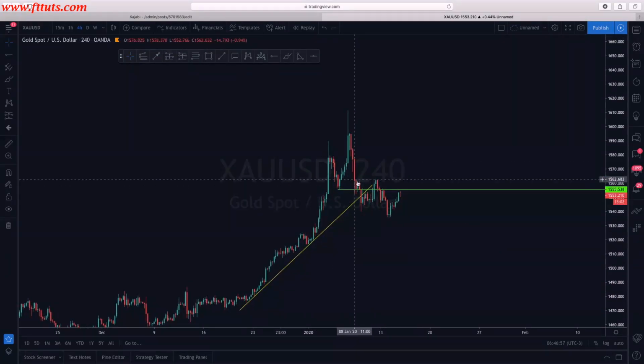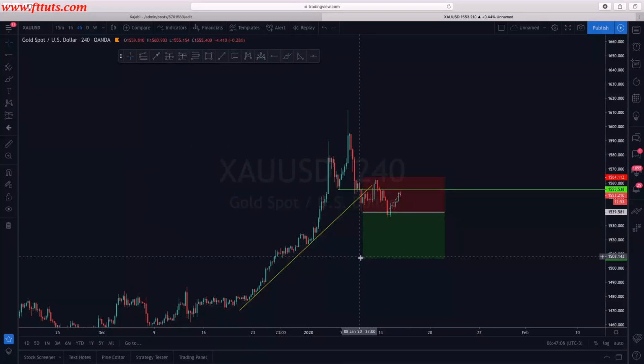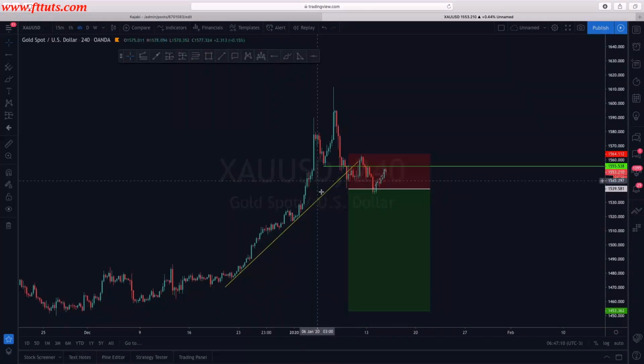Okay, so now that the breakout happened, you've been looking for sell stops here. Now you had your sell stop here, you have your stop loss somewhere close to here, and your target obviously all the way down to somewhere here. I don't know, somewhere down here. Okay, so this is what you're looking at.